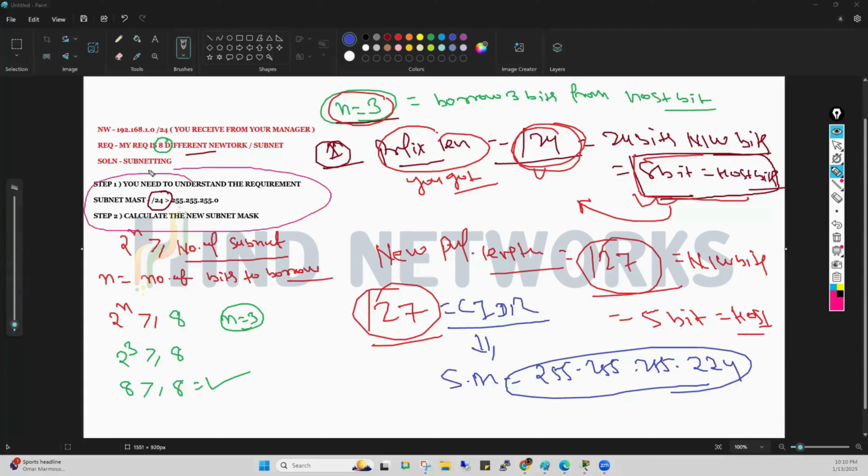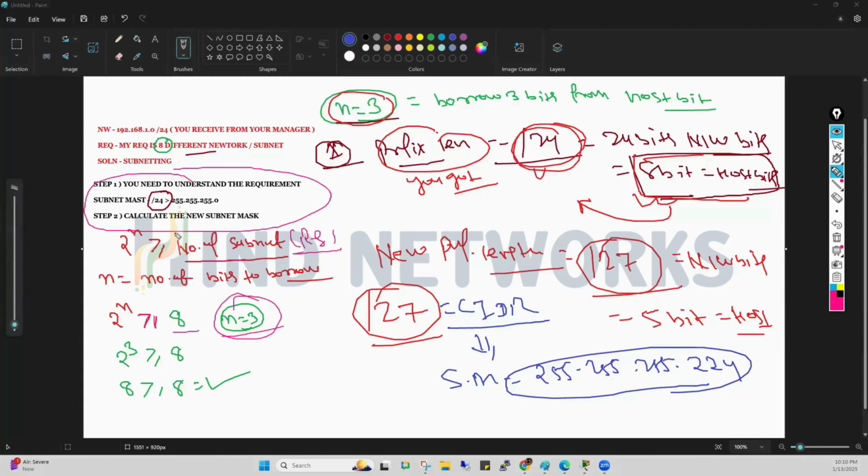But how? Before calculating the new subnet mask, we need to follow one formula. The formula is 2 to the power n greater than or equal to the number of subnets required. So your requirement is how many subnets? 8. So I put here 2 to the power n greater than or equal to 8 and I found n is equal to 3. Now this n is telling me you need to borrow these 3 bits from the host portion. Clear?